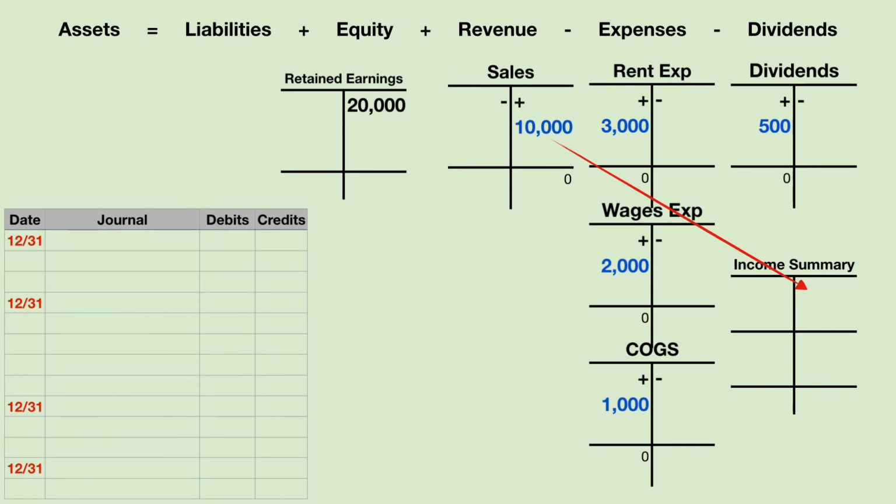First closing entry, move the sales over to income summary. So how would you close sales? Sales has a credit balance, so we will insert a debit to the sales account to close the sales account. And if we debit sales, we will credit income summary.